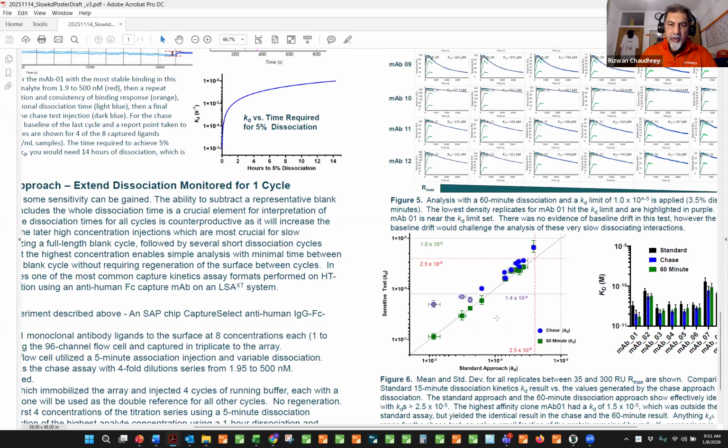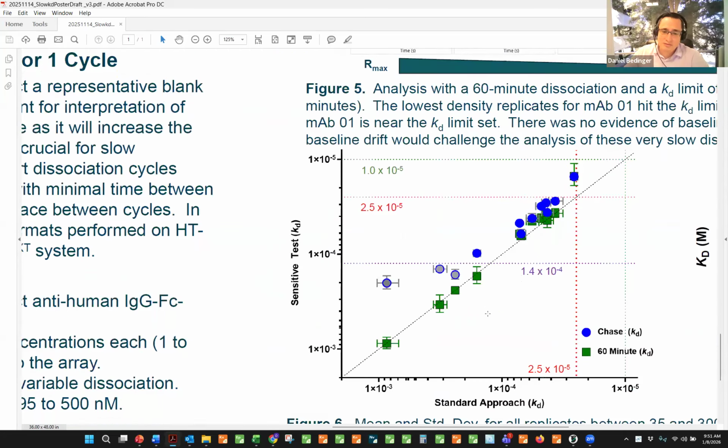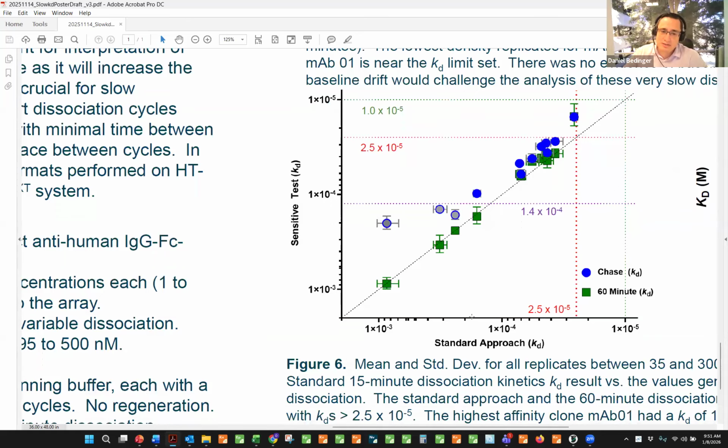And if we look at a comparison of these results from these experiments, you can see we have the standard approach on the x-axis, the sensitive test on the y-axis, and so it's a scatter plot. In green, we have the hour dissociation. You can see we basically get the same exact numbers for everything except for the highest affinity clone where we've actually hit the limit at the 2.5 on the 15 minute, and now we can measure it at 1.5 times 10 to the minus 5.